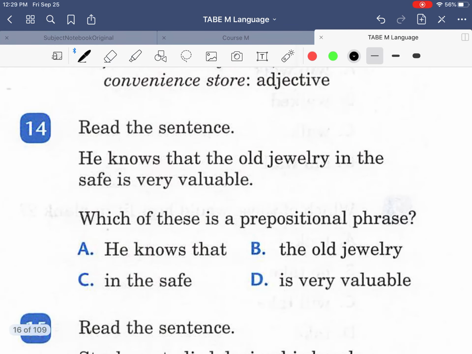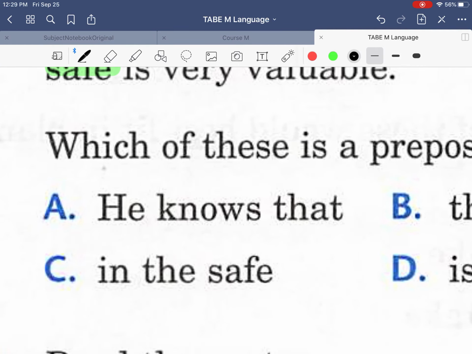Number 14. Read the sentence. He knows that the old jewelry in the safe is very valuable. In the safe tells me where. Which of these is a prepositional phrase? In the safe. But let's break them down, parts of speech.